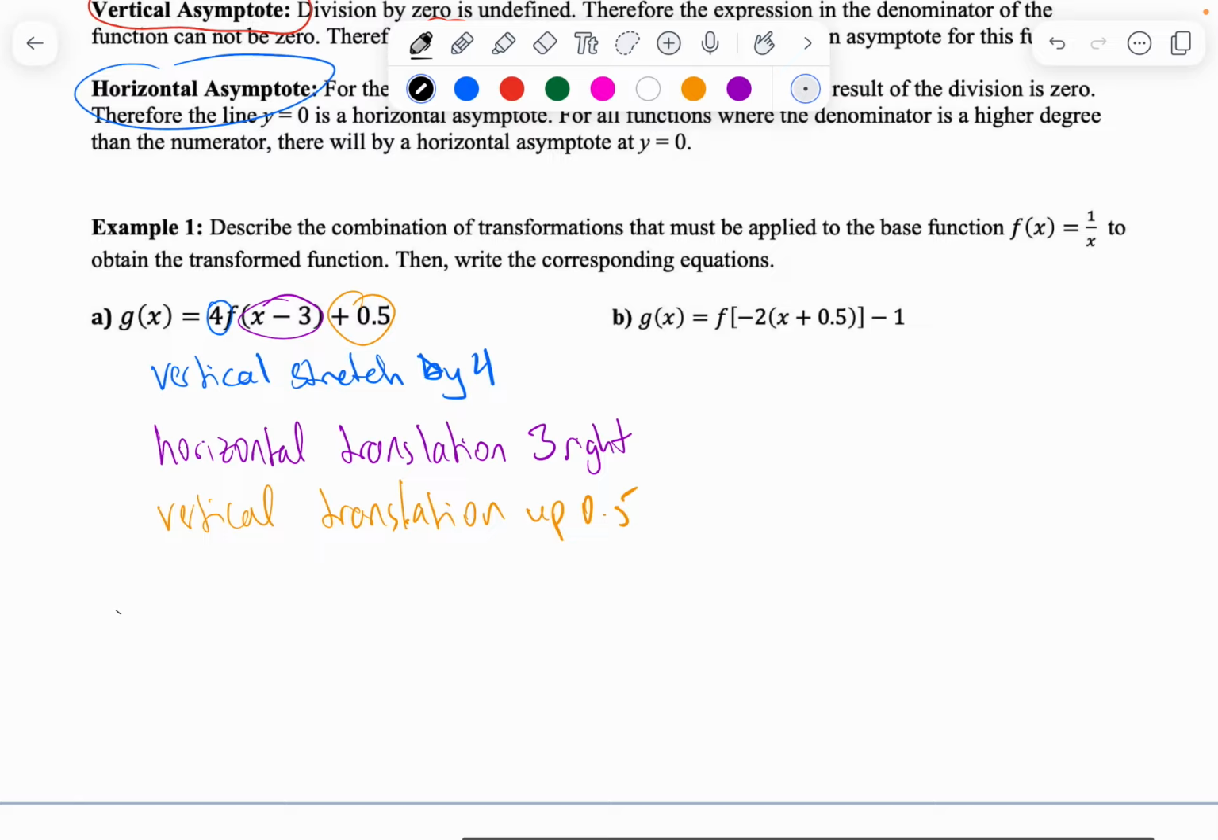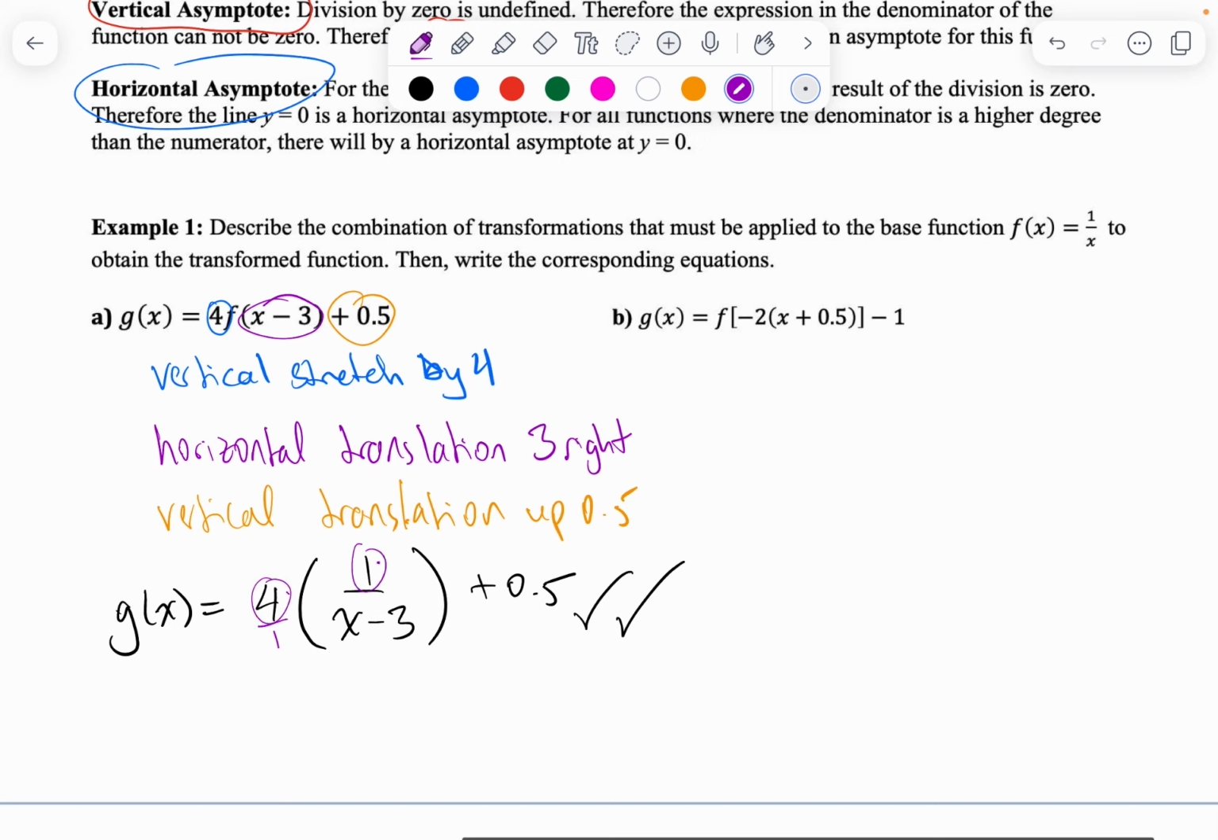So what does that function look like? G of x is equal to, well, it's going to be 4 times, and then remember it was 1 over x, except now it's not just x, it's x minus 3, plus 0.5. Okay, so this is one way to write it. It's completely correct. I can also remember that for fractions, I do numerator times numerator, which means that this is also going to be 4 over x minus 3 plus 0.5. Also correct. Okay? All right.